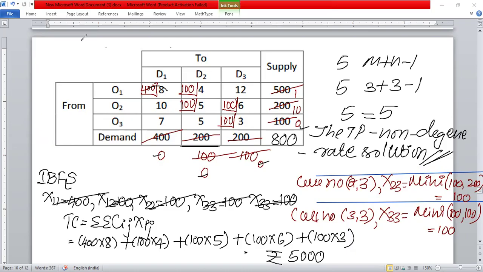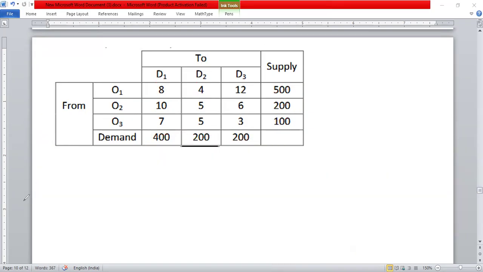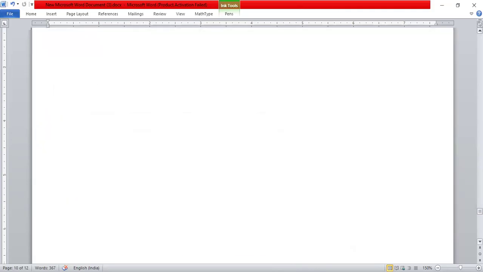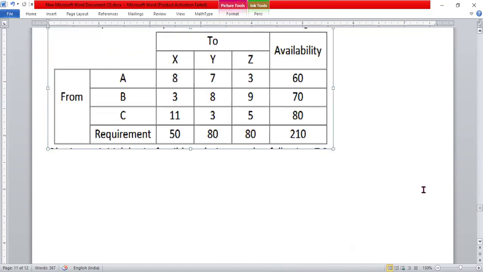So answer is 5,000. So we'll go to question number 3, a transportation sum. Okay, guys, get ready. Question number 3: we are going to do the northwest corner rule.